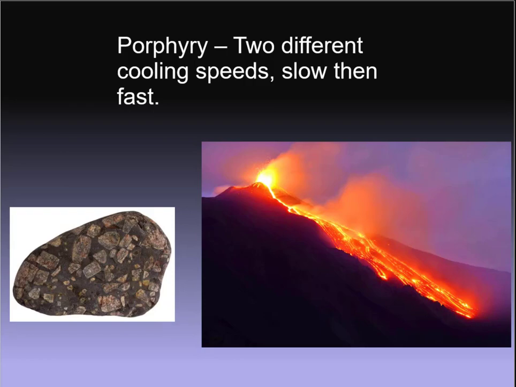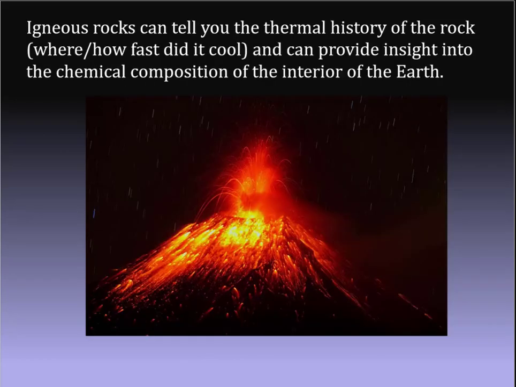So igneous rocks tell you thermal history, right? They tell you where the rock cooled. And they can tell you about the chemistry of the mantle of the earth or anywhere in the interior of the earth, because as these rocks come up from the mantle, they maintain that mantle chemistry, and so we learn a lot more about them. We learn a lot about the mantle from the rocks that we have that came up from the mantle.